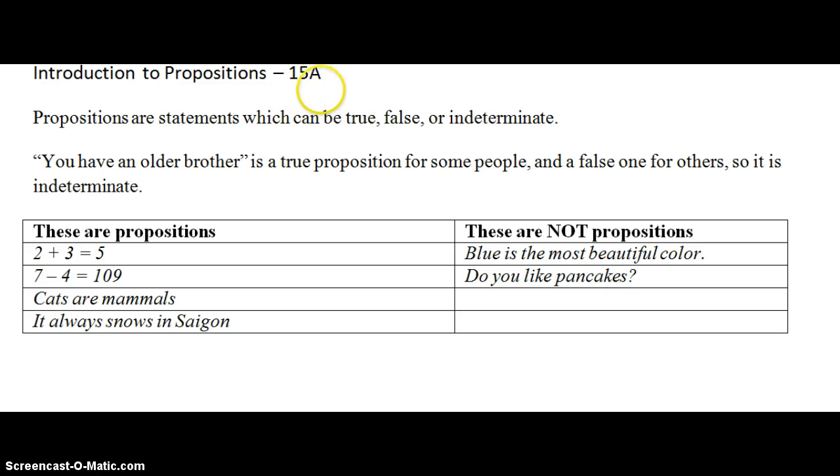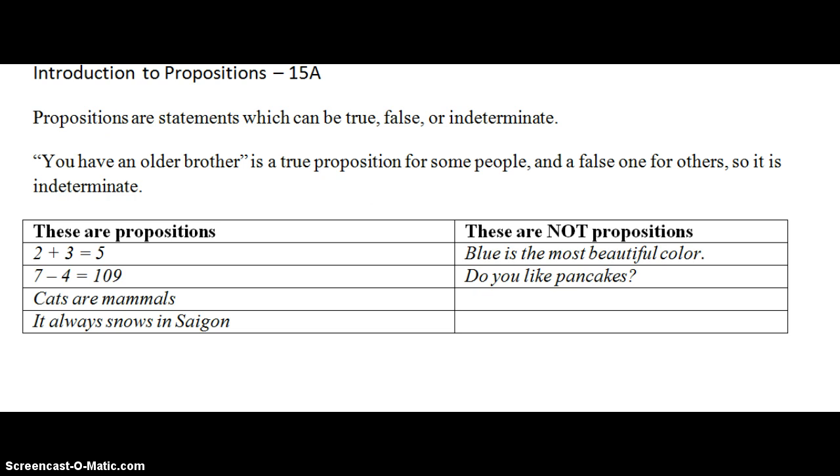15A is the section we're covering today if you're following along in the book. Introduction to propositions. Propositions are statements which can be true, false, or indeterminate. Indeterminate, here's an example: you have an older brother. It's a true proposition for some, false for others, so it's of course indeterminate.